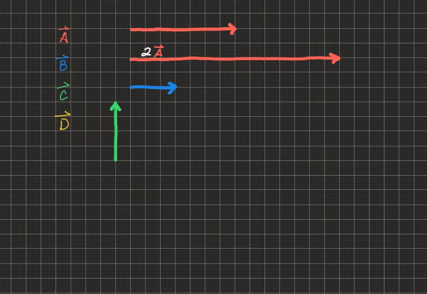And then we might have vector D, which might run this way. And if you were to apply the Pythagorean theorem to vector D, you would find that it has a magnitude of 5, whatever the units are. So there we have all these different vectors. What can we do with these vectors?